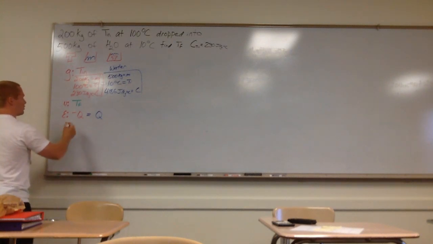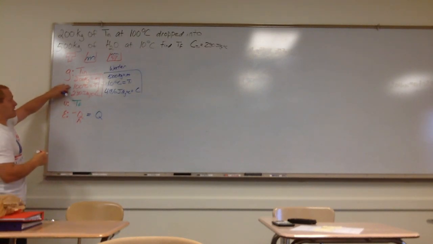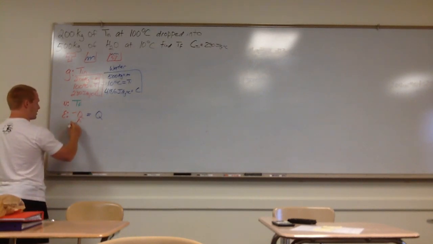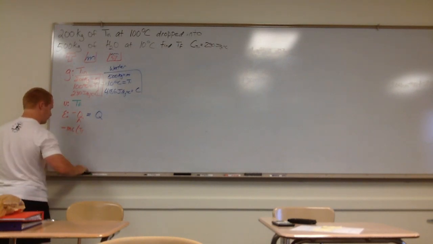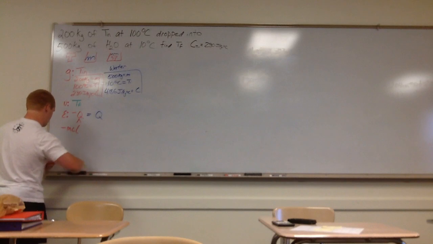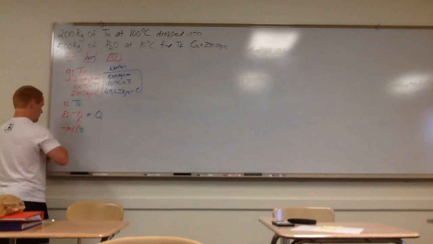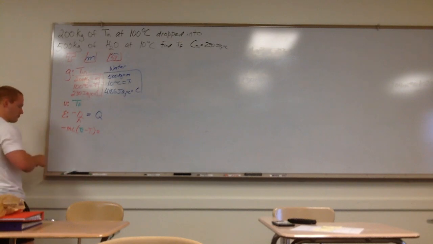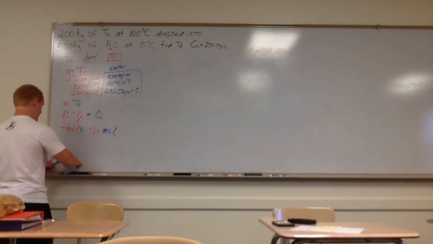We don't have the values of Q, so what I'm going to do is I'm going to expand this. If you look, we know we have C and TI, so I'm going to use Q equals MC delta T. So instead of writing Q, I'm going to substitute in, don't forget your negative, MC, TF, I guess I could write my TF as green, minus TI. And it's going to be equal to our MC, notice this one's positive, TF minus TI.